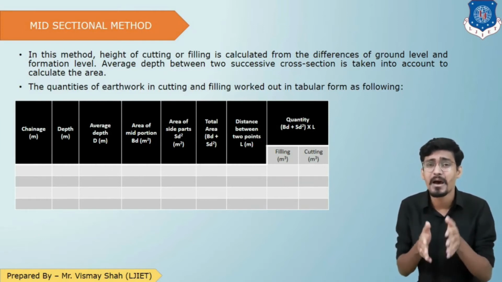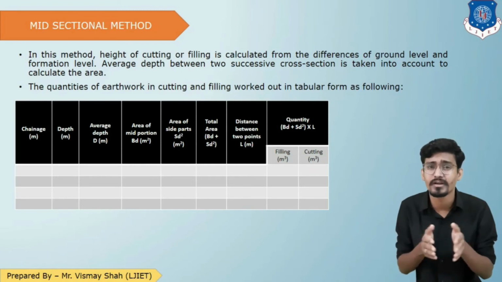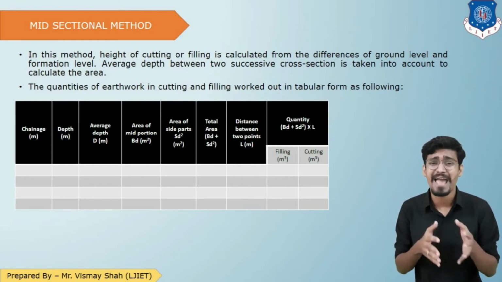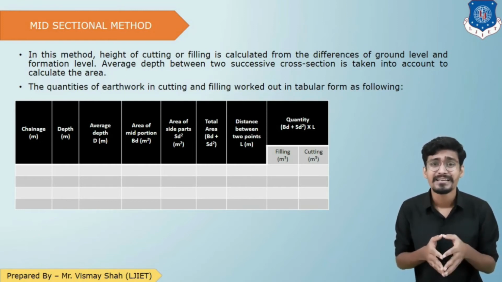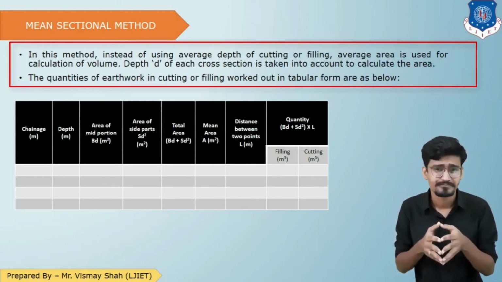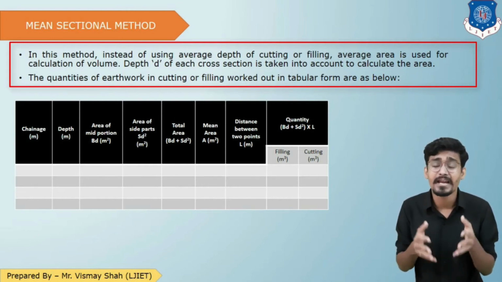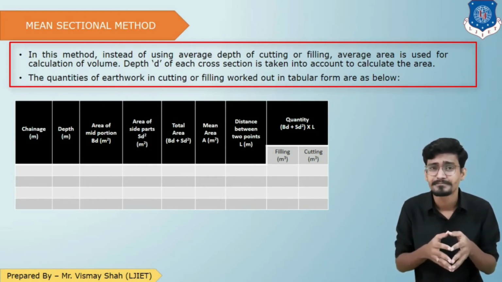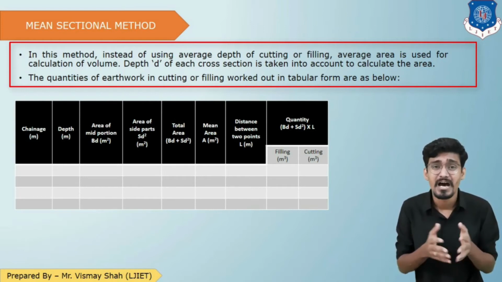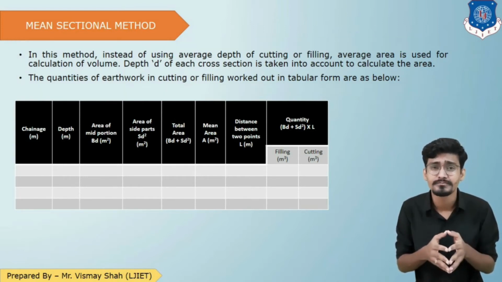Now, let us look at the mean sectional method for the quantity of road work. In this method, instead of using the average depth to calculate the area, the average area is used to calculate the quantity. To calculate the area, the original depth D is taken into consideration. Once you get all the data, again a tabular format is prepared. So, here is the tabular data for the mean sectional method. Again, the table is divided into 8 columns.